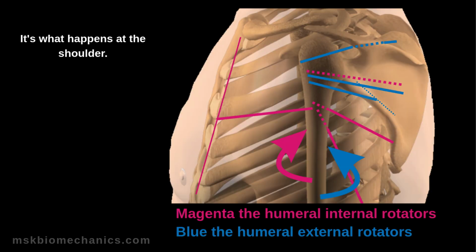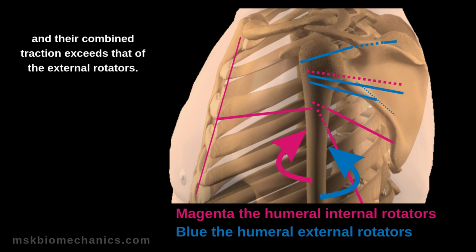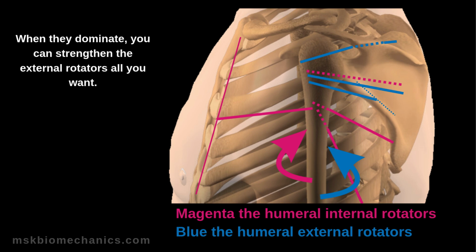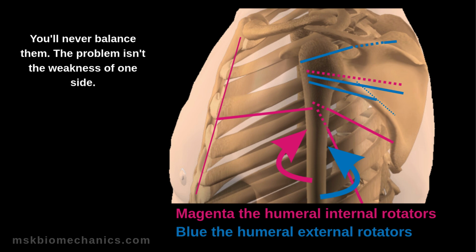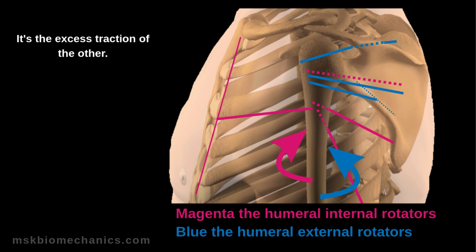It's what happens at the shoulder. The internal rotators of the humerus are more numerous, and their combined traction exceeds that of the external rotators. When they dominate, you can strengthen the external rotators all you want. You'll never balance them. The problem isn't the weakness of one side, it's the excess traction of the other.